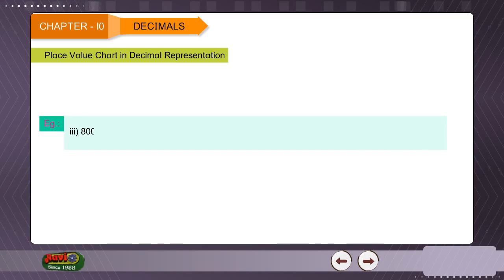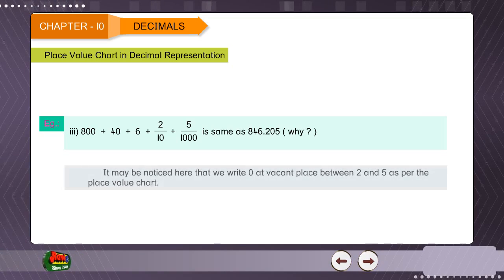Example 3: 800 plus 40 plus 6 plus 2 by 10 plus 5 by 1000 is the same as 846.205. Why? It may be noticed here that we write 0 at the vacant place between 2 and 5 as per the place value chart.